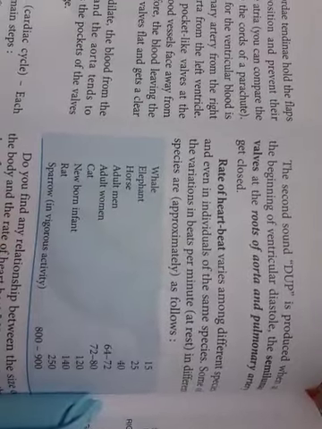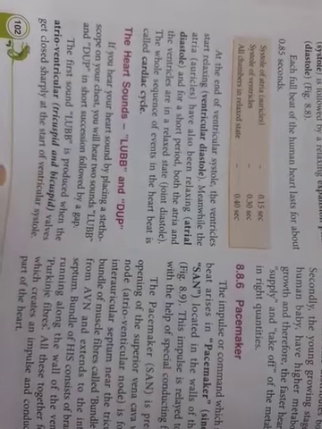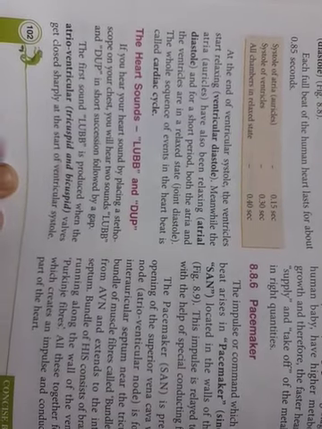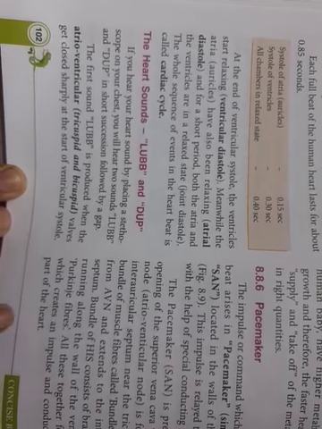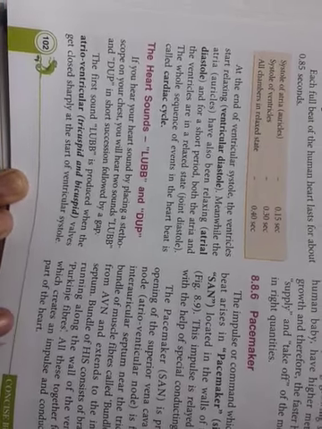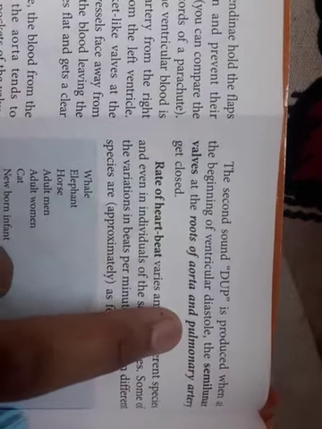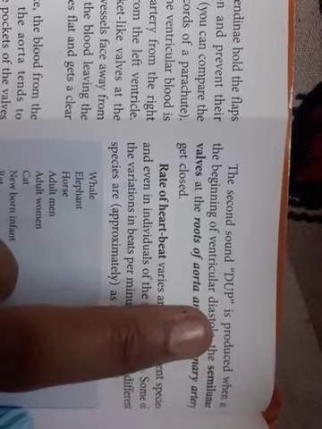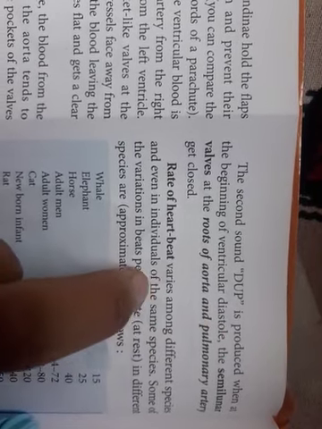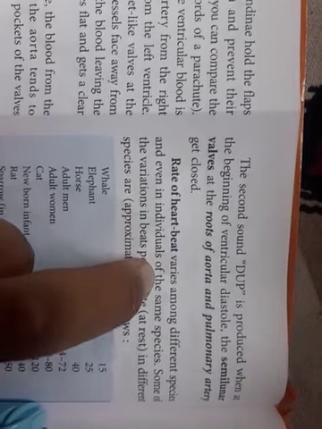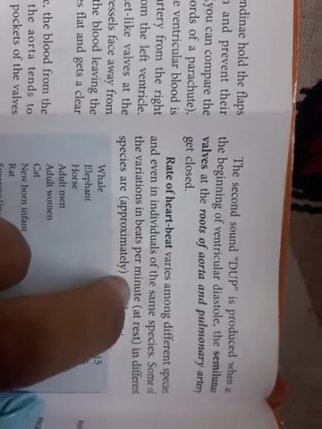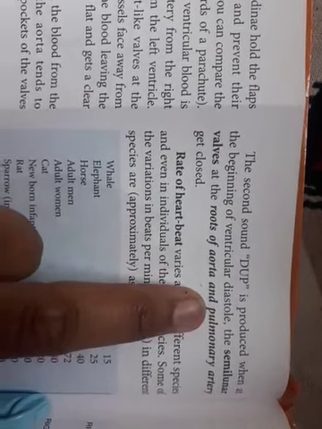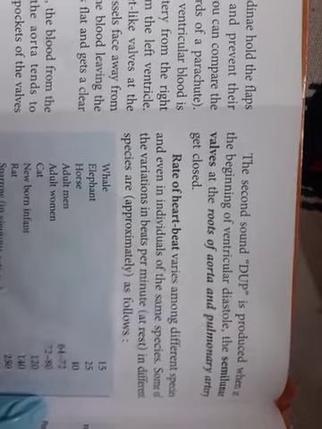So I hope it's clear what is meant by lub and dub. In the lub sound, the tricuspid and bicuspid valves are closed, the auricles are empty, and the ventricles are filled, so the ventricles are expanding, that is ventricular systole. Then the second sound, dub, is when the semilunar valves are closed. At the beginning the ventricles are in a relaxing state, and that's the beginning of the ventricular diastole.